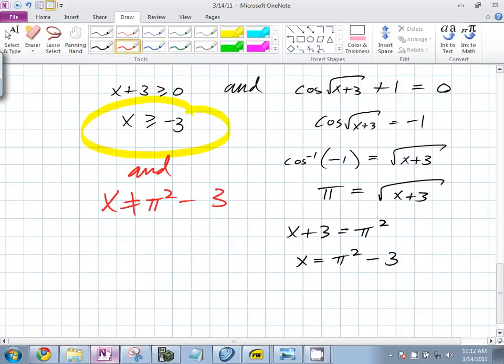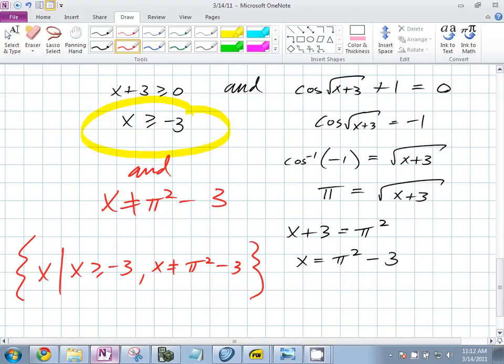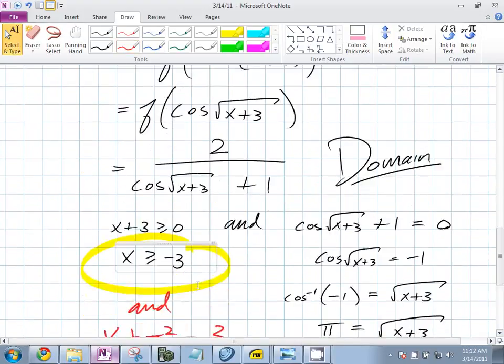This is a great question. So what's the domain of this function? X such that x is greater than or equal to negative 3, and x not equal to pi squared minus 3. That's a great question. I like it when it works out that way. It's kind of cool. We could verify this graphically if we wanted to, and hopefully it would match, but we're not going to do that right now. Good question. I like that one. Just remember that. Okay. Moving on.